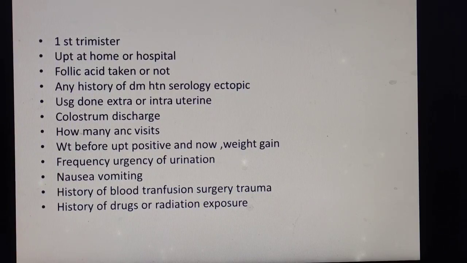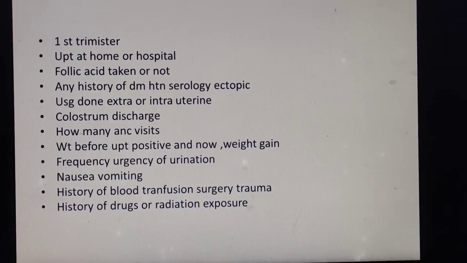Along with this, we need to know about ectopic history, because one of the risk factors of ectopic pregnancy is a previous history of ectopic. So if I have an ectopic pregnancy history, I can have an ectopic pregnancy this time also, right? After this, you have to ask the patient whether any USG is done or not. This USG in the first trimester is done to see whether the pregnancy is in the uterus or outside the uterus. That is the reason for USG.